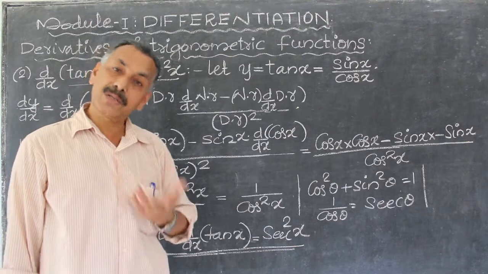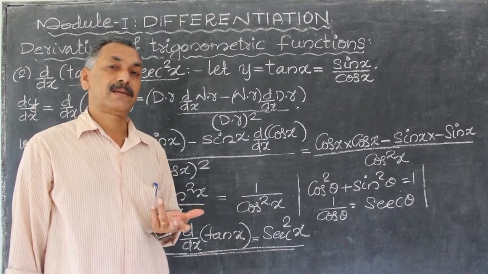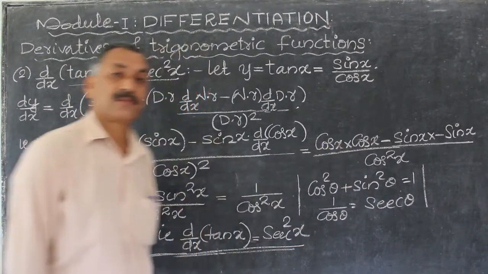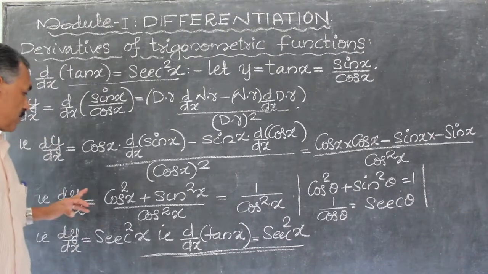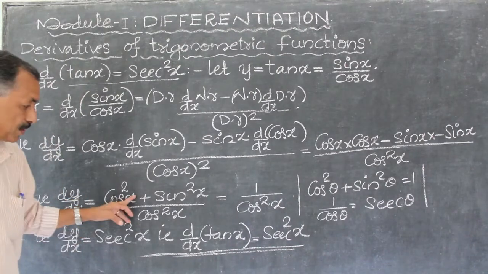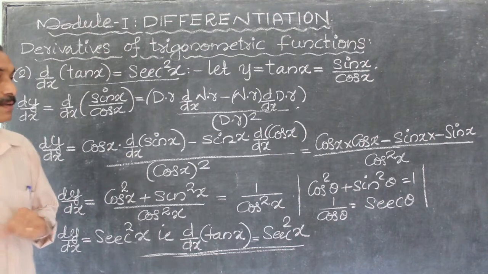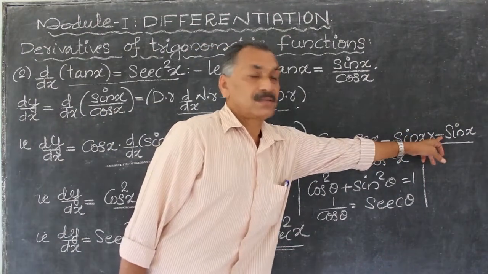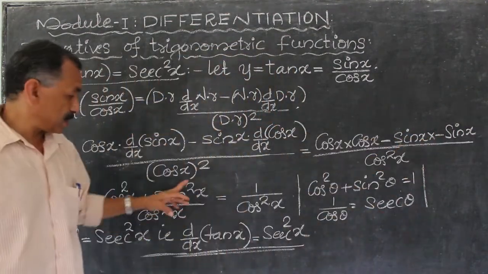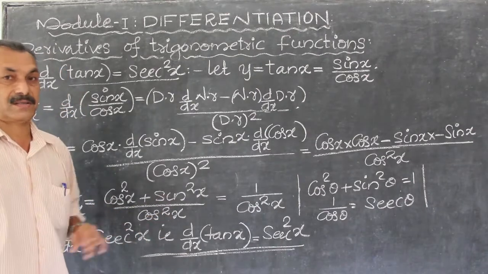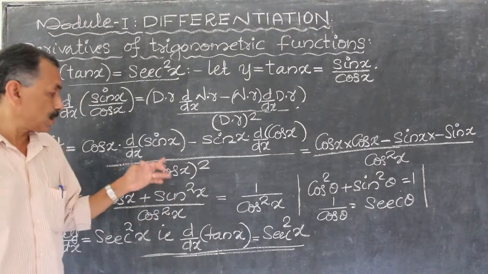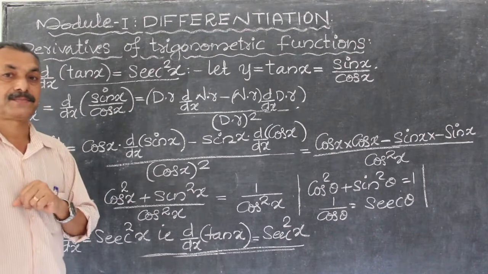Cos x whole square is equal to cos square x. That is cos x into cos x, which is cos square x. So dy by dx is equal to cos square x, plus, minus into minus is plus, sin x into sin x, sin square x, divided by cos square x.